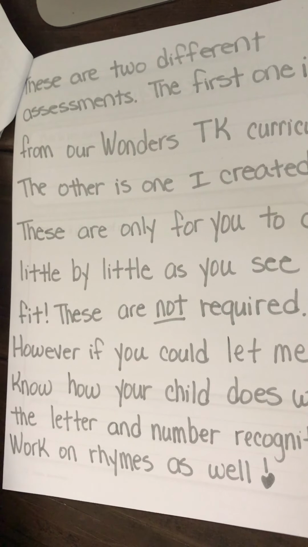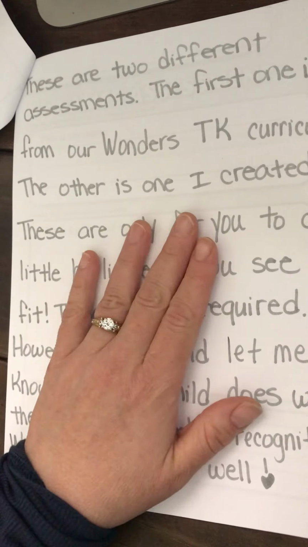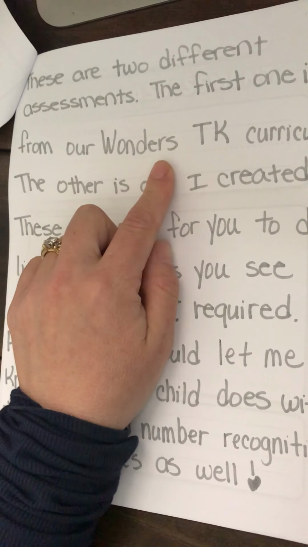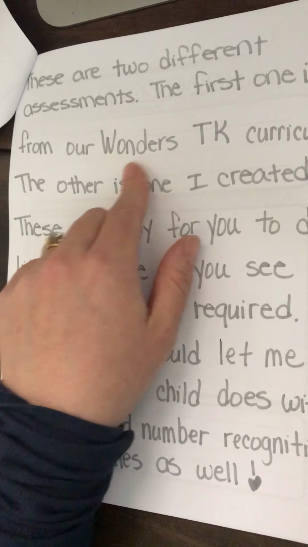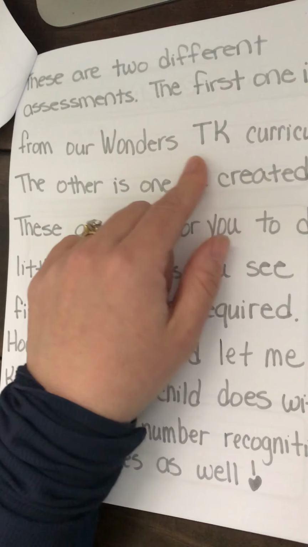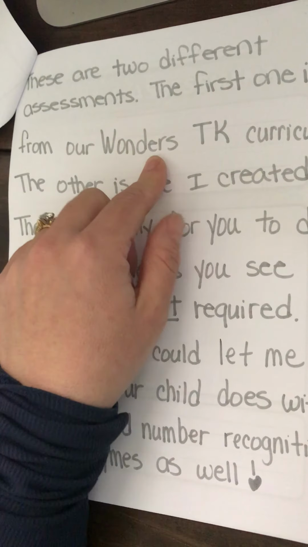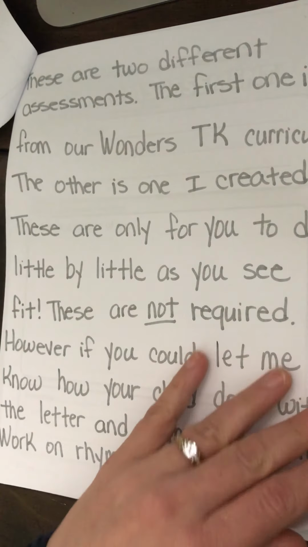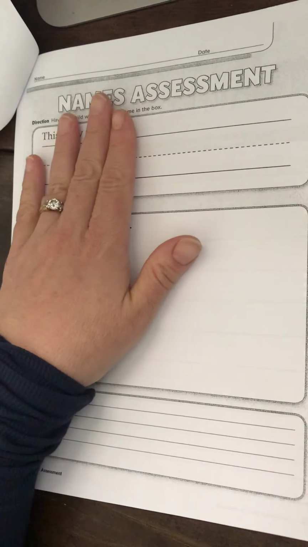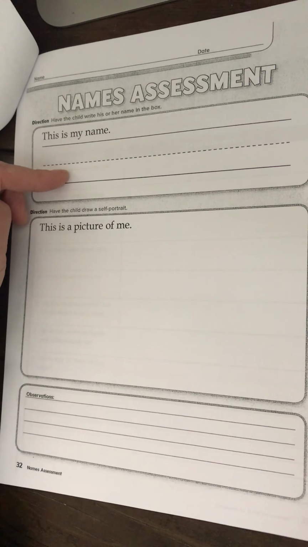And now we have 2 different kinds of assessment. The first one is the Wonders TK curriculum that we're supposed to use at school, which I don't really necessarily use. I make sure we meet all the standards and the guidelines, but there's a special curriculum. But I'm going to show you that one first, so you can tell this is something I didn't make up. This came out of the book. They've done this before, I think, at the beginning of the year.